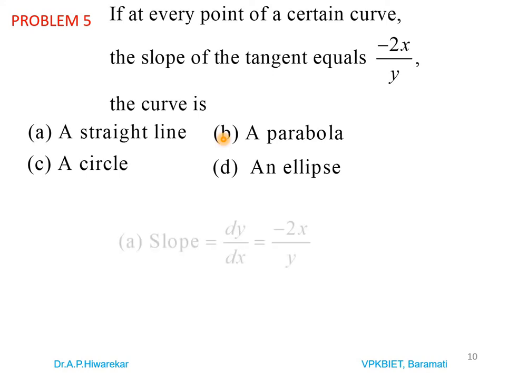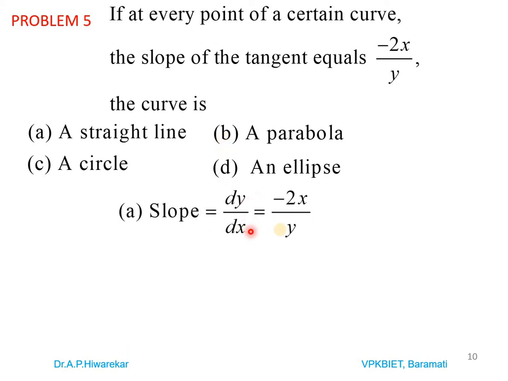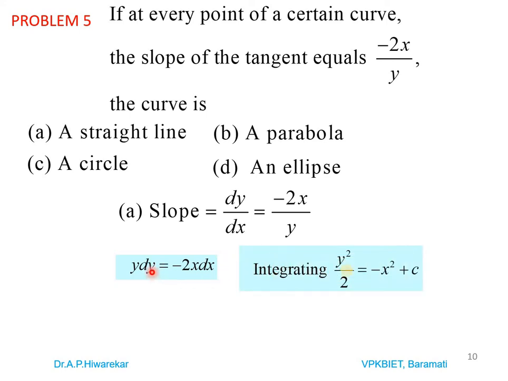So slope means what? We know slope is given by dy by dx, and dy by dx is given, and that is minus 2x by y. So solve this differential equation. So y dy is equal to minus 2x dx. Integrate this. Integration of left hand side is y square by 2. Integration of right hand side is minus x square plus constant of integration. So we have y square divided by 2 plus x square is equal to c.